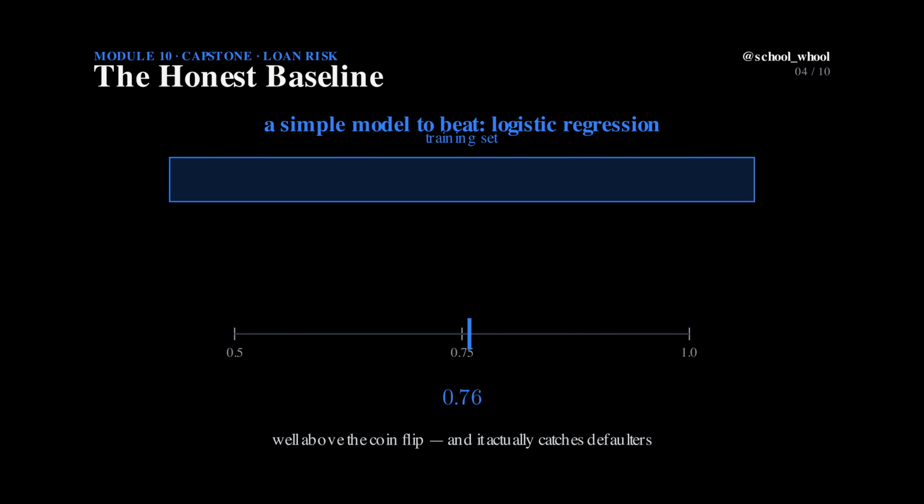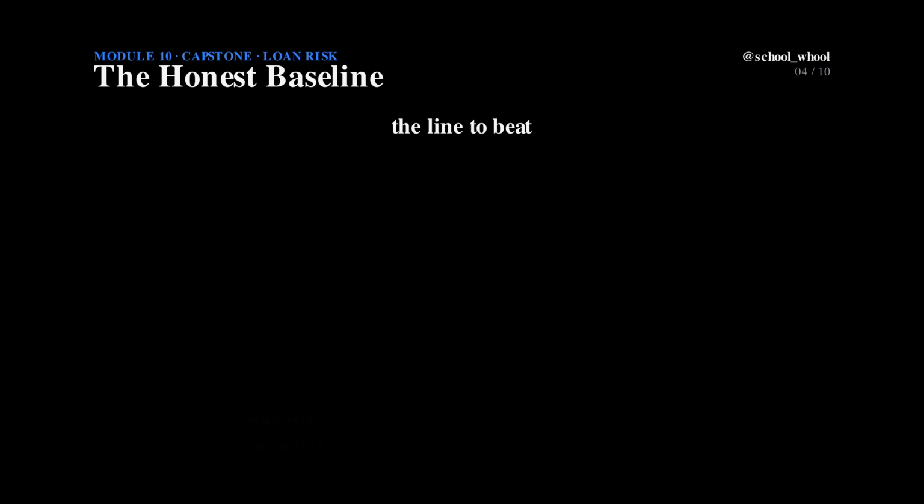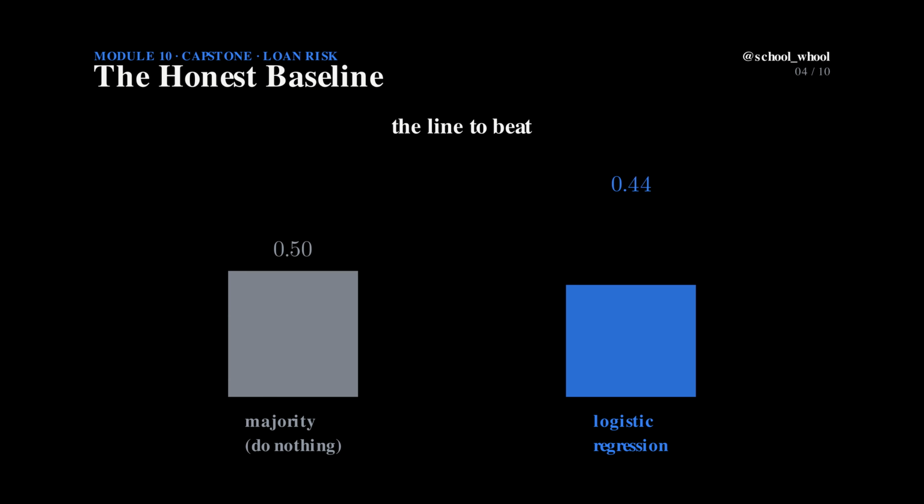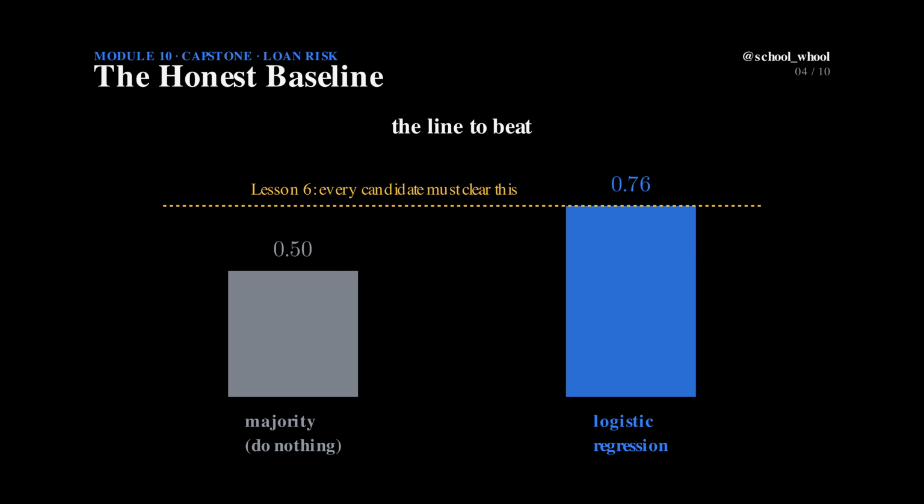So here are our two baselines, side by side. The do-nothing majority model at 0.5. The simple logistic model at 0.76. That 0.76 is now the line to beat. In Lesson 6, every fancier model, trees, forests, nearest neighbors, has to clear this bar to earn its place. If it can't beat the simple model, its complexity isn't worth it.